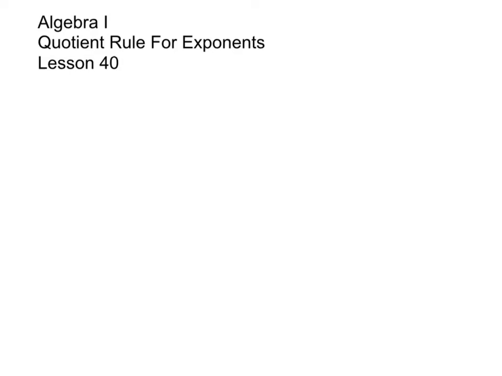In lesson 40, we're going to talk about what's called the quotient rule for exponents. So far, we've had a rule involving exponents also. As you'll recall, if you take a squared times a to the fifth, when you multiply powers, we add the exponents. So that's a to the seventh. So really, that's the multiplication rule for exponents. When you multiply powers, you add the exponents.